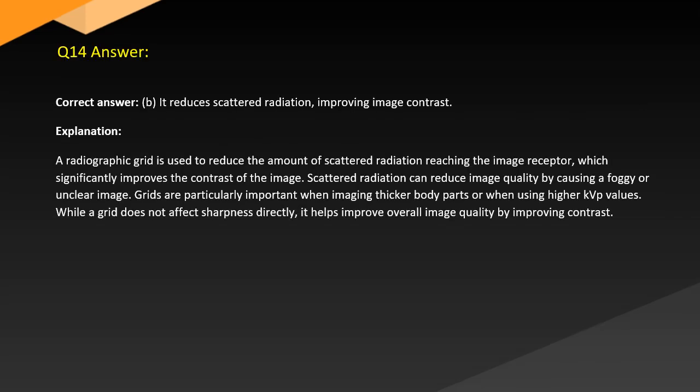Answer. Correct answer. B. It reduces scattered radiation, improving image contrast. Explanation. A radiographic grid is used to reduce the amount of scattered radiation reaching the image receptor, which significantly improves the contrast of the image. Scattered radiation can reduce image quality by causing a foggy or unclear image. Grids are particularly important when imaging thicker body parts or when using higher kVp values. While a grid does not affect sharpness directly, it helps improve overall image quality by improving contrast.